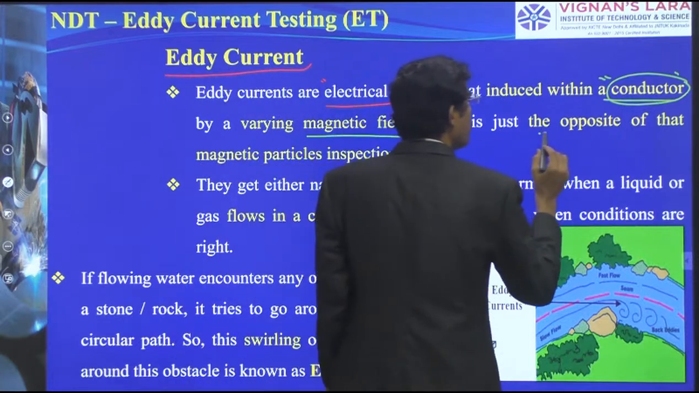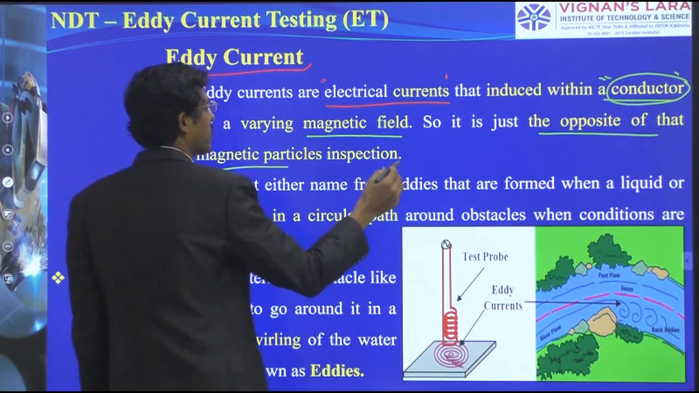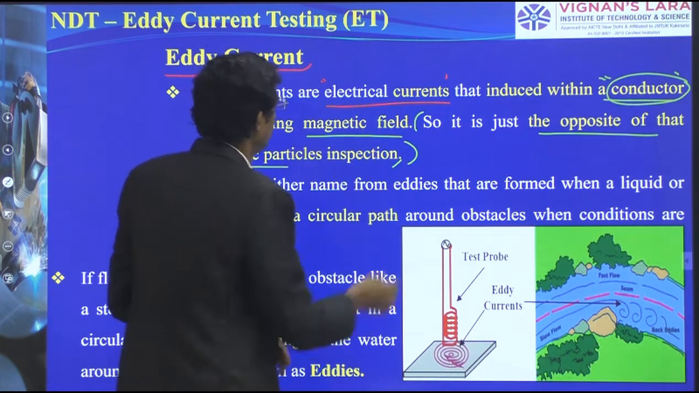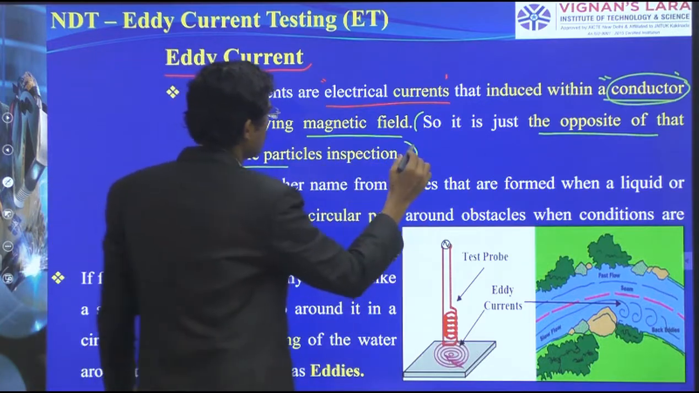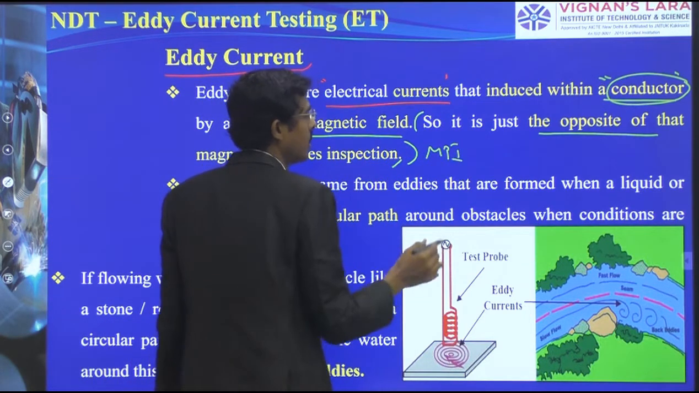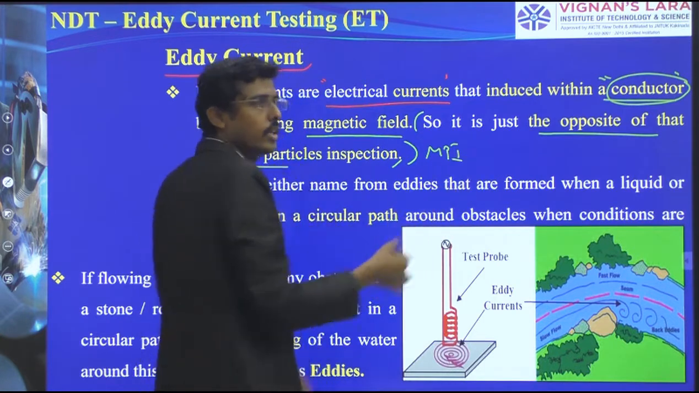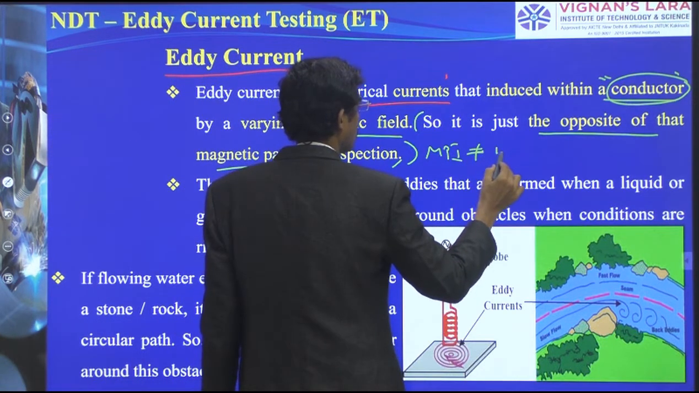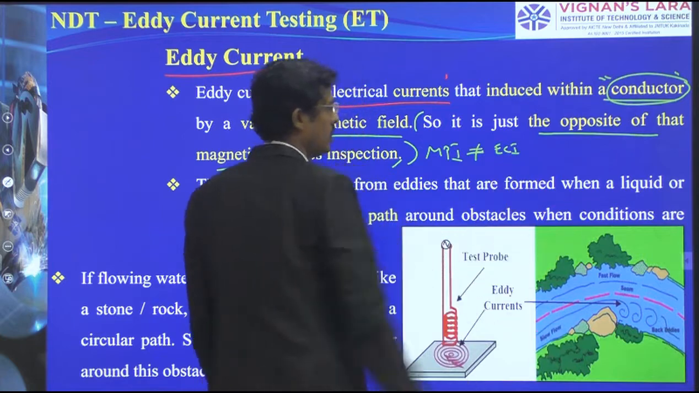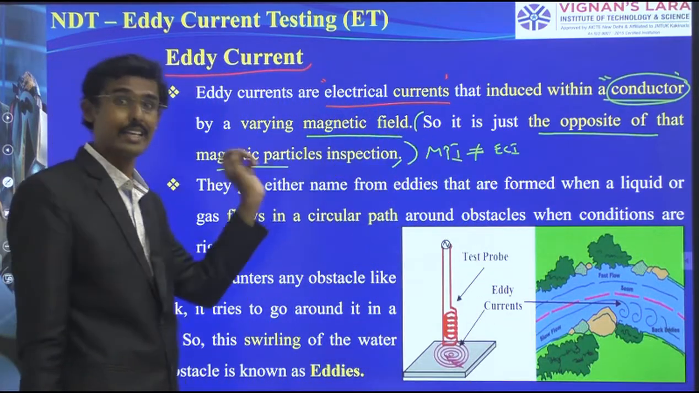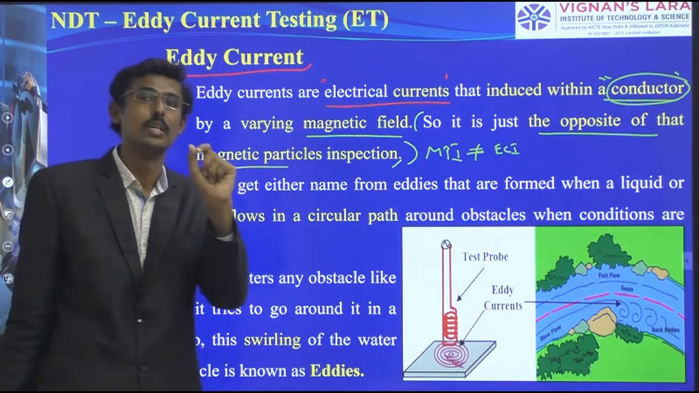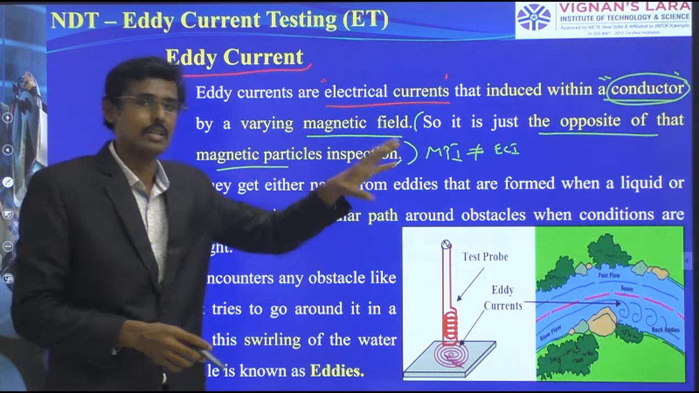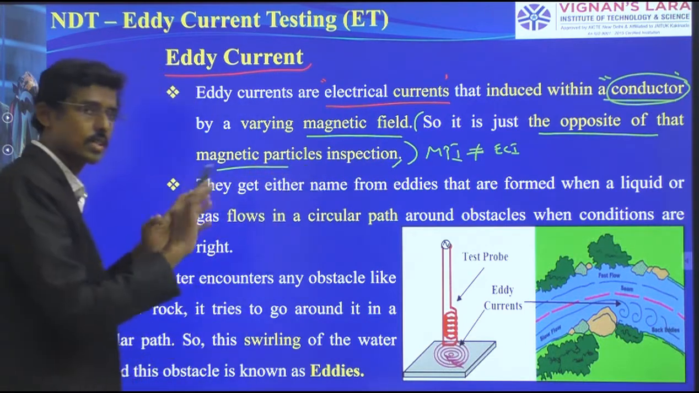So it is not the same as magnetic particle inspection. Magnetic particle inspection, MPI, is sometimes said to be quite opposite to eddy current inspection, but both are not the same. There we use magnetic particles, here we use eddy current, and both use conductive materials. But the method is different, so calling it the opposite is not correct.